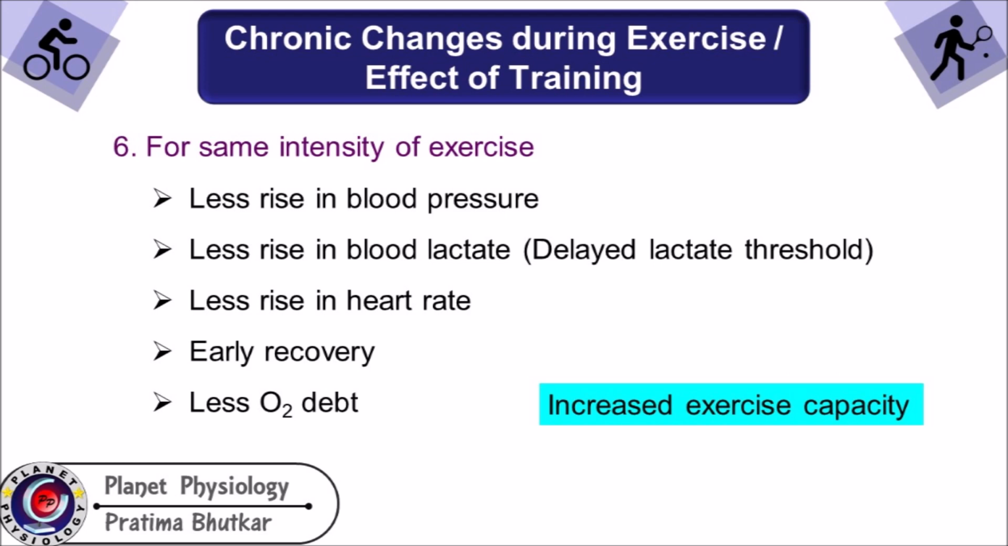In case of trained athletes, for the same intensity of exercise, there is less increase in blood pressure, there is less rise in blood lactate levels, that is delayed lactate threshold. There is lesser rise in heart rate, and this helps in continuing the exercise for longer time. Also, after the exercise, there is early recovery as well as lesser amount of oxygen debt. All these effects indicate that there is increased work capacity or increased exercise capacity.